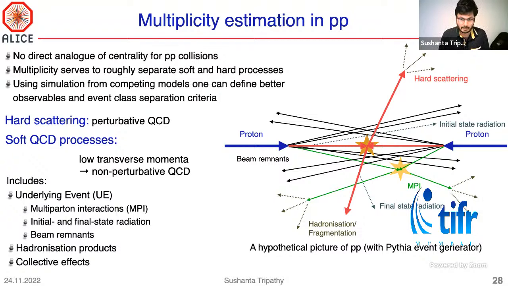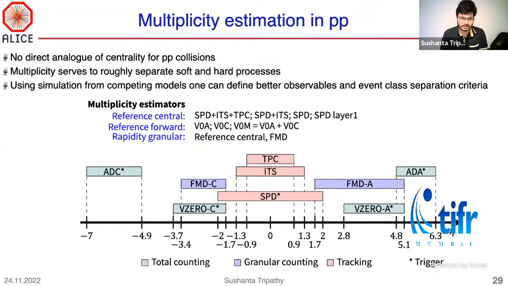Okay, so for multiplicity estimation in pp in ALICE, we use different detectors in a wide pseudorapidity range. If one looks at the central pseudorapidity range, one uses SPD, ITS, and TPC. And for forward rapidity, mostly we use the V0M amplitude, which is basically the sum of V0A plus V0C.